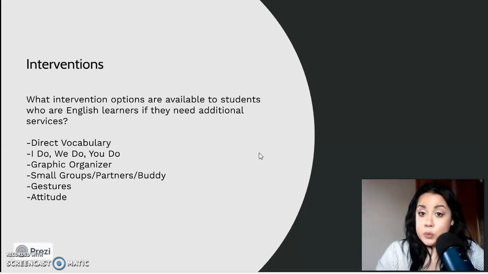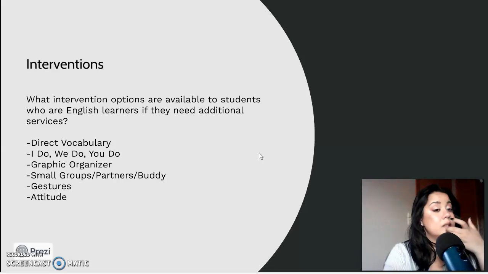The I do, we do, you do approach, which is the teacher will model and demonstrate. Then the we do is the teacher and the student will model and demonstrate. And then you do is giving the student the opportunity to take what they've learned together in order to do it on their own. Graphic organizers, as well as many other visual aids, even transition aids like music, like audio, would be helpful for ELL students.